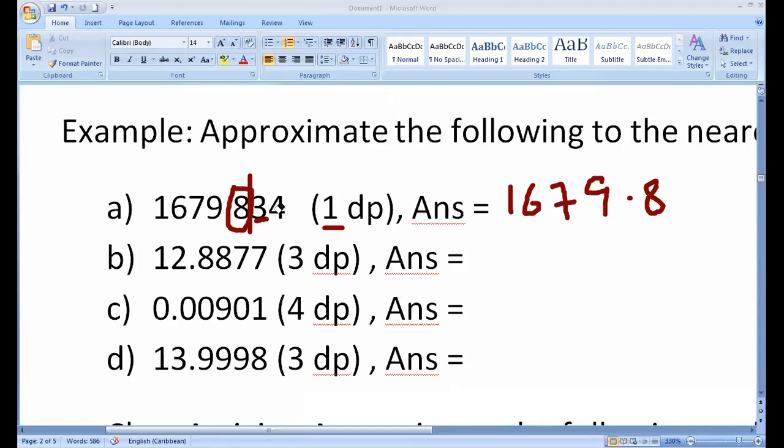Let me give you a little hint. Anytime it says 1 decimal place, class, are you guys hearing me? Yes, sir. When it's a 1 decimal place, it means the answer must have 1 digit after the decimal point. So for example, for number B, when it's 3 decimal places, it's supposed to have 3 digits in the answer after you're done with it.